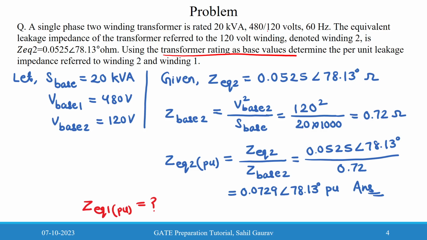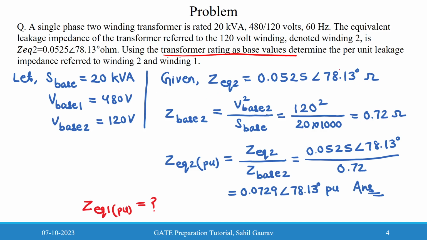And this 480/120 volts gives both winding side voltages. So we will consider V base 1, the primary voltage base, equal to 480 volt, and V base 2, the secondary side voltage, equal to 120 volt. Now the equivalent leakage impedance of the transformer referred to the 120 volt winding is given as 0.0525 at the angle of 78.13 degree ohm.